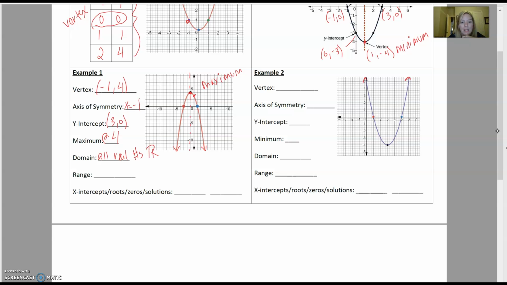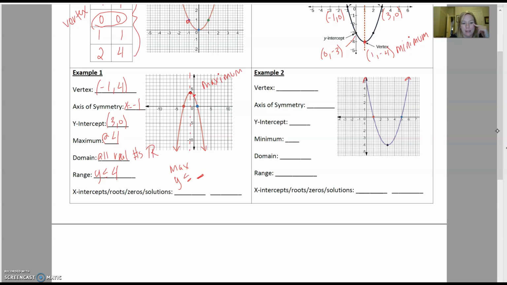Okay, if it's a maximum, you might write yourself a note. Maximum, because it's the top, all of our y's are going to be less than or equal to some number because the graph is below the maximum y value. So in this case, our maximum is at 4, so y is less than or equal to 4.